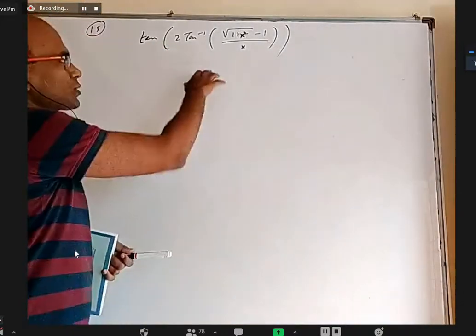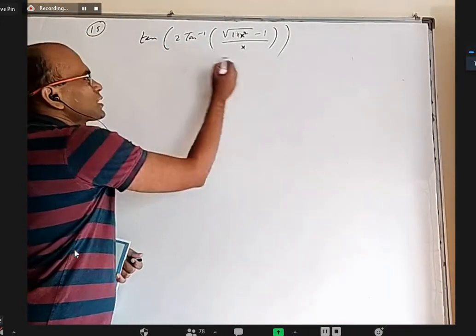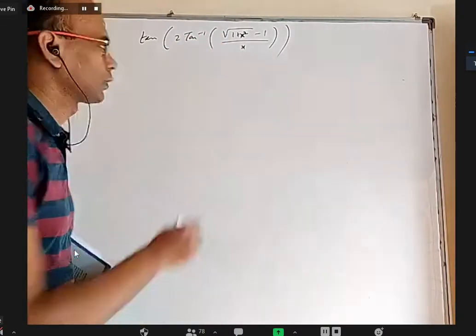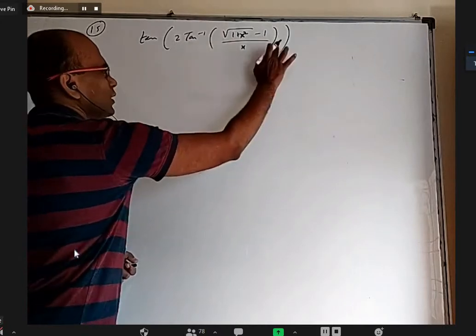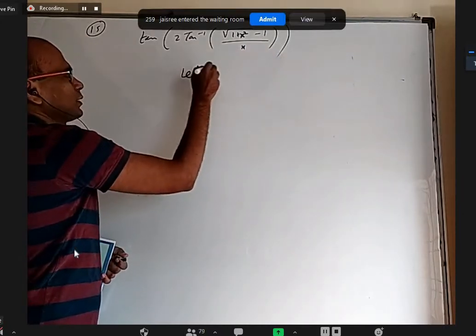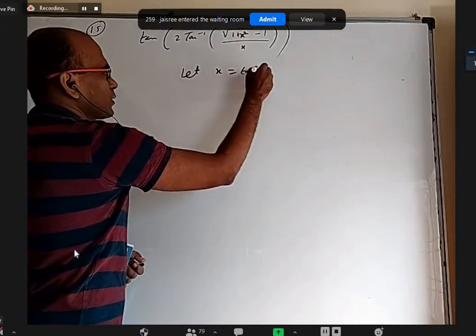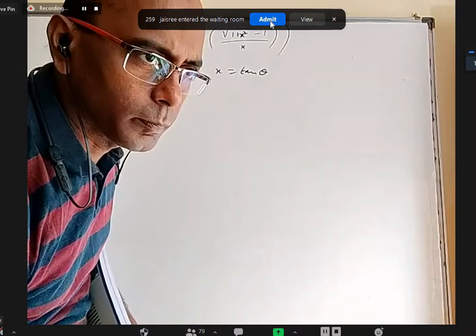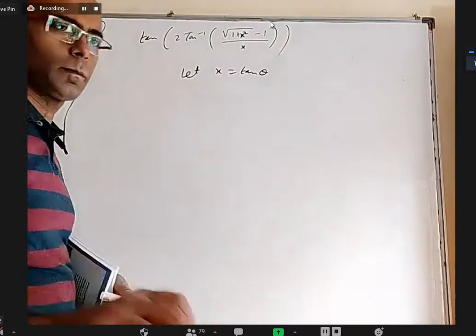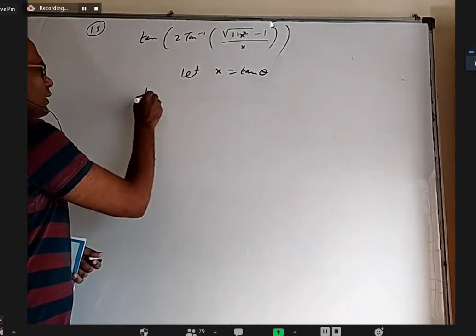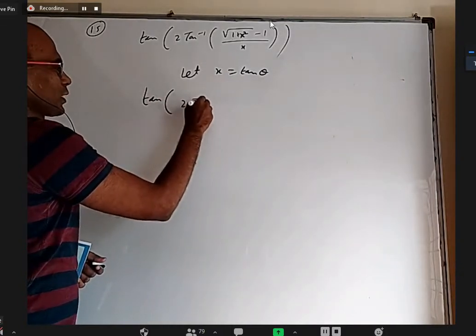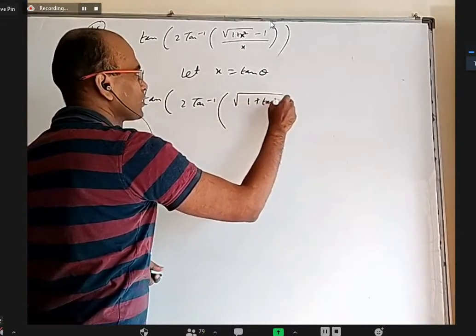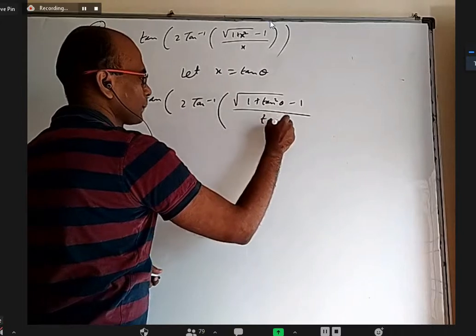Now, if we come to this question, actually this part is same as tan inverse half of tan inverse x. Only this part is half of tan inverse x. How to prove? You take let x is equal to tan theta. And now try to simplify. So I'll get tan of 2 tan inverse root over 1 plus tan square theta minus 1 by tan theta.